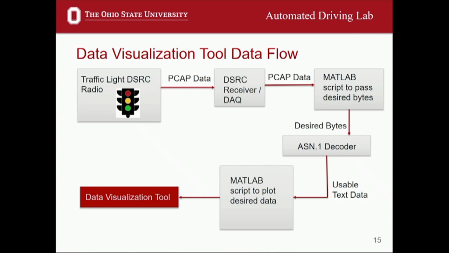So some of the data flow that happens with this is that the traffic light through a DSRC radio can send network packets in the form of PCAP data to a receiver, and from that receiver we can pull the data out and pass it through a MATLAB script to take out the desired bytes that we really want to look at. And from there we can pass it through an ASN1 decoder that has a communication protocol to decode these bytes into usable text data that we can pull the reference position or relative positions from and pass to our data visualization tool to plot.